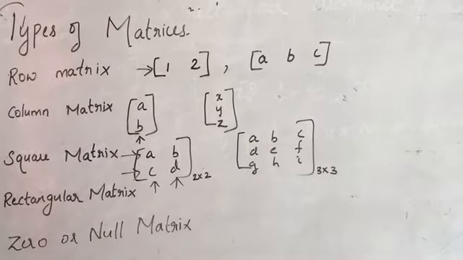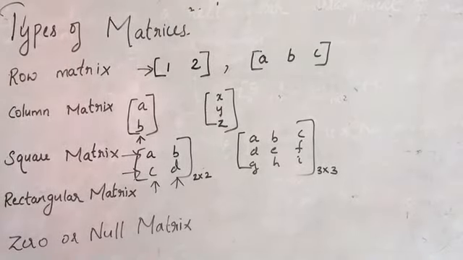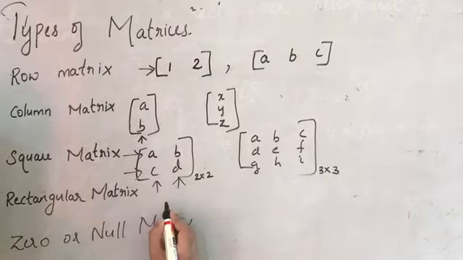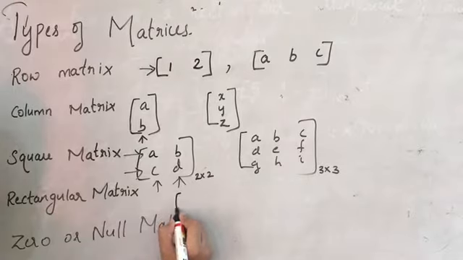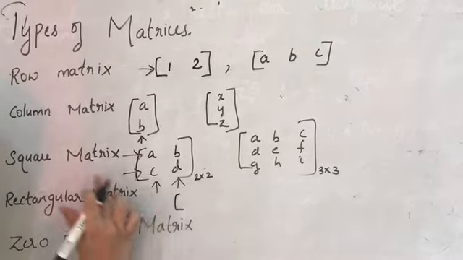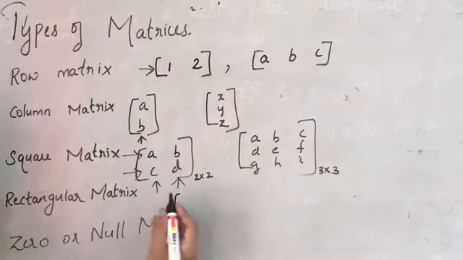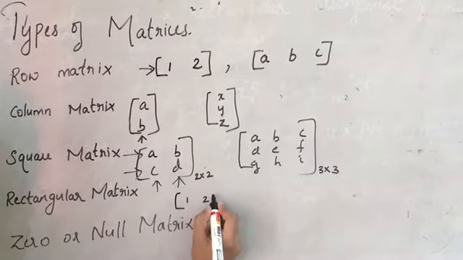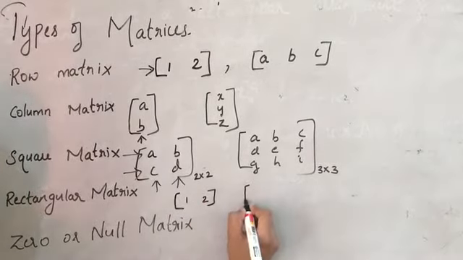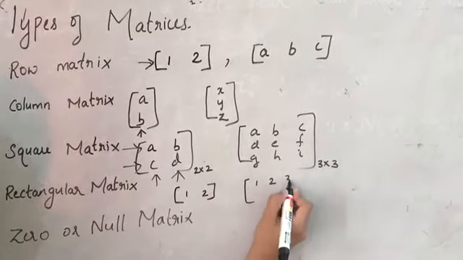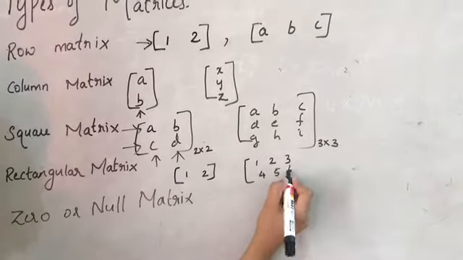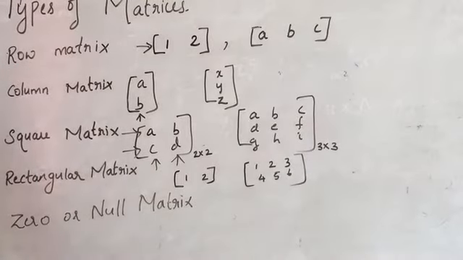Now, coming to the rectangular matrix. In case of rectangular matrix, it forms a rectangle. So, number of rows is not equal to number of columns. So, all the other types of matrices other than the square matrix are called as the rectangular matrix. For example, this is a rectangle matrix. This is also a rectangular matrix.